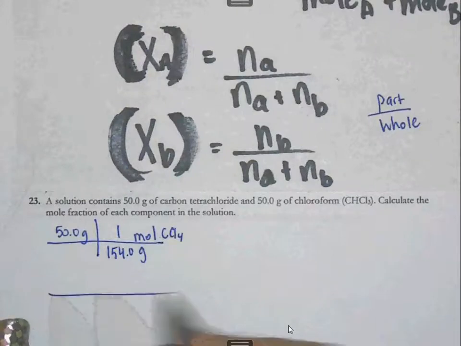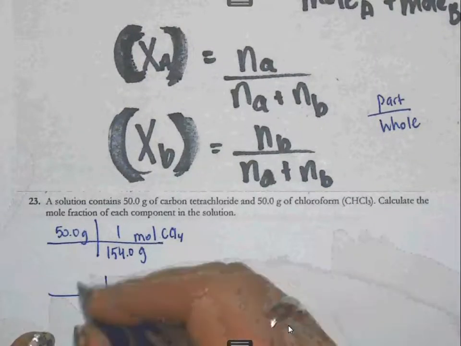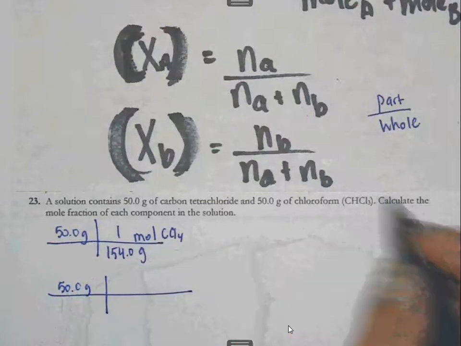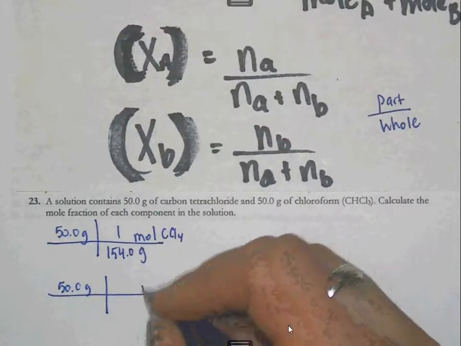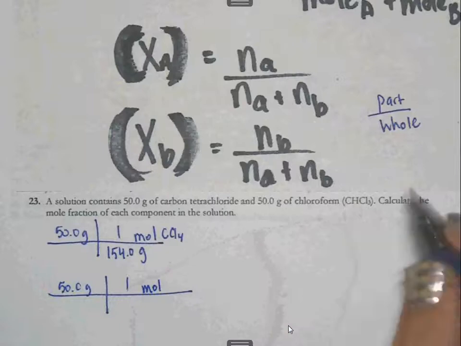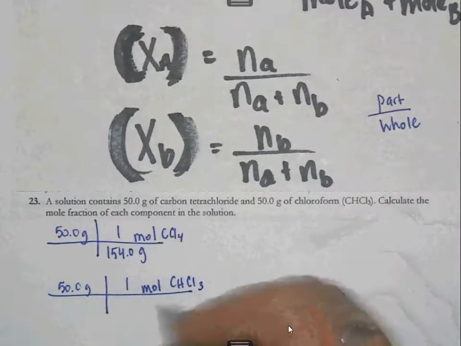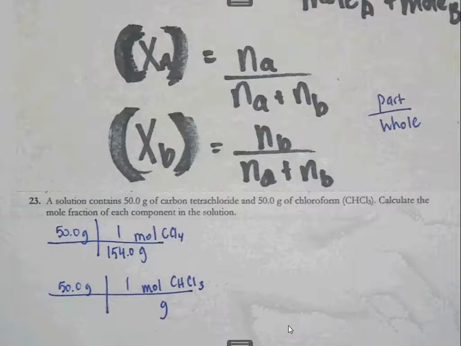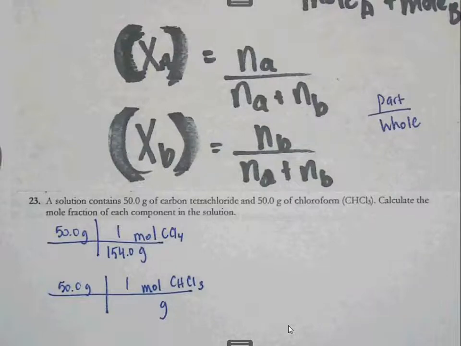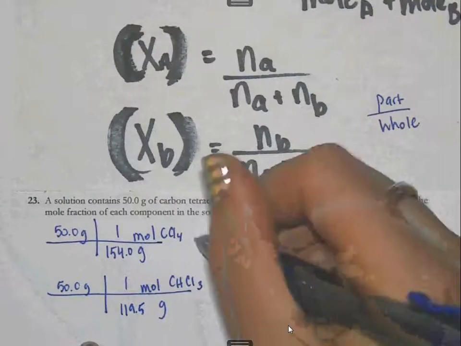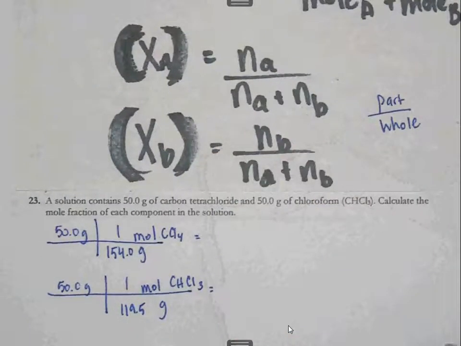And then I'm going to have to do this again for the chloroform. It's 50.0 grams of chloroform. And they give me the formula, thank goodness, so that I know what it is. It's CHCl3. So this time that'll be 35.5 times 3, added to 1 plus 12. That one is 119.5 grams.